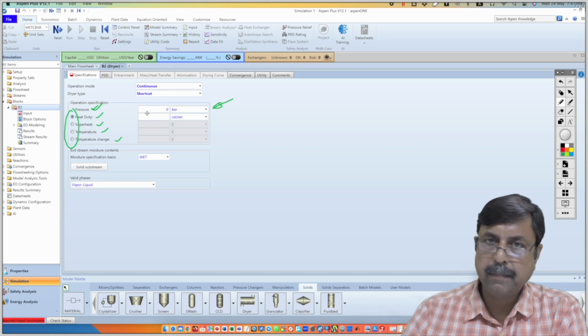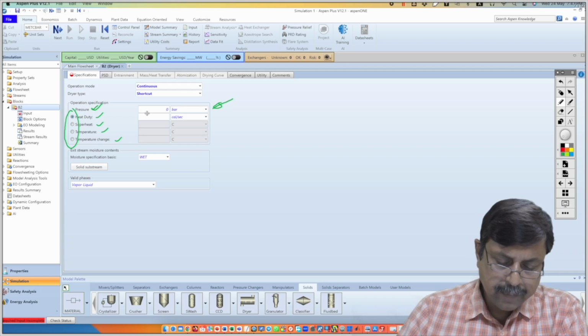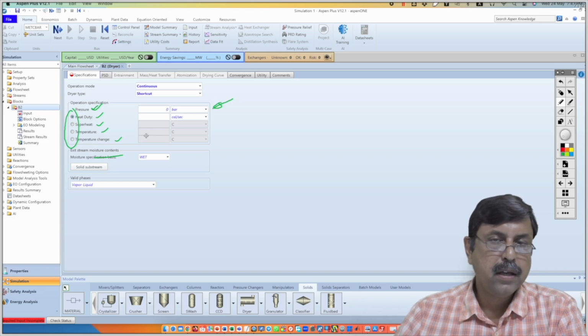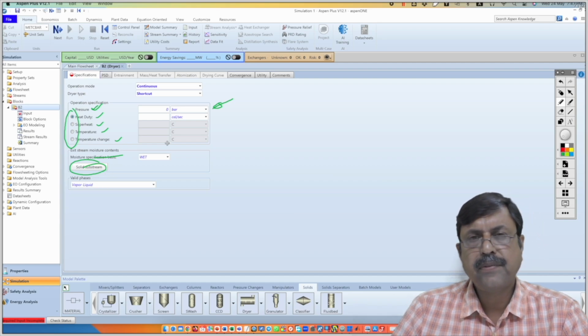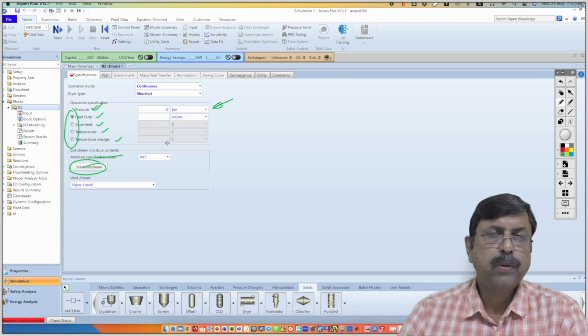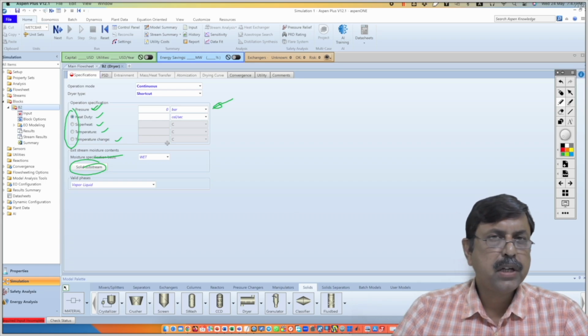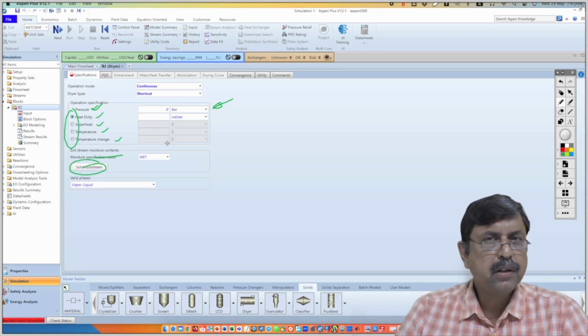Similarly, superheat temperature change also you can specify, and you have to specify the exit stream moisture content. Okay, so when we solve the problem, you will find the solid stream specified over here, because there may be various types of solid streams. Say you can use a conventional solid, you can use non-conventional solid.